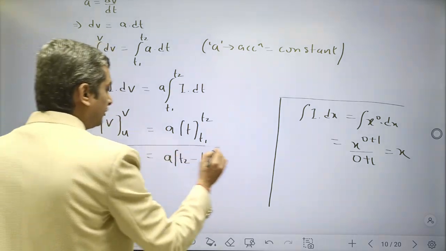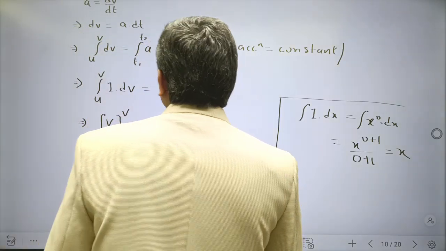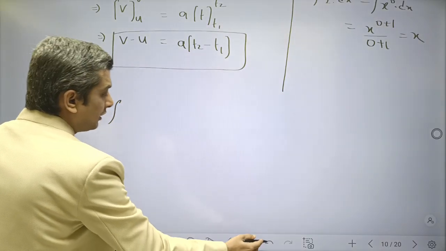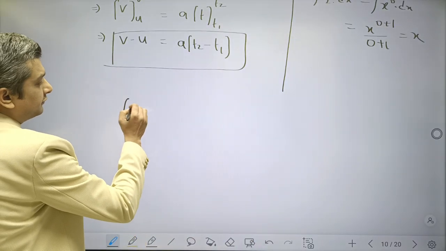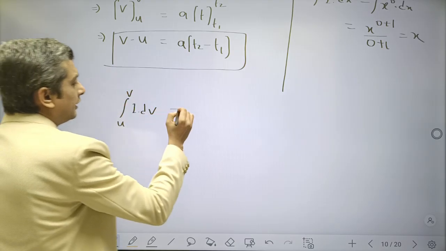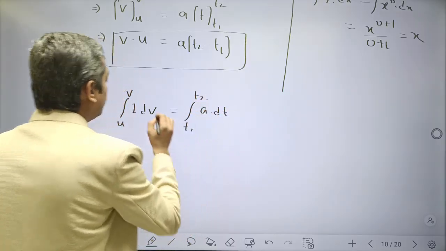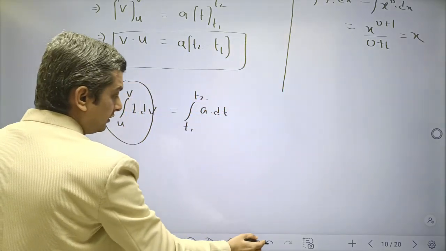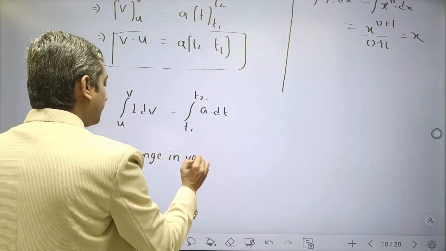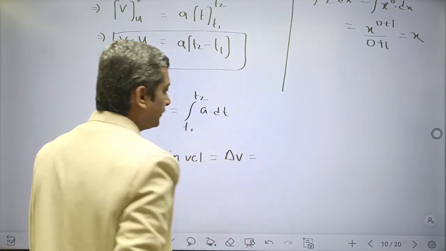Now put the upper limit minus lower limit. So what is v minus u? That is change in velocity is equal to a times t2 minus t1, isn't it? So what happens now in this expression? What happens if I don't take acceleration outside? Suppose this is 1 dv from u to v, and this is a dt from t1 to t2. So this expression will give change in velocity. Left hand side gives change in velocity, because it will come as v minus u. And what is v minus u? That is delta v, change in velocity.